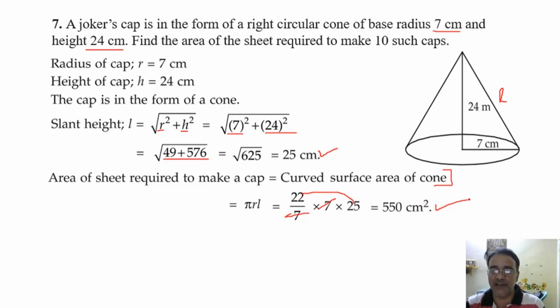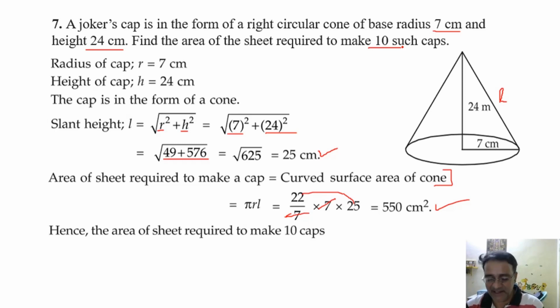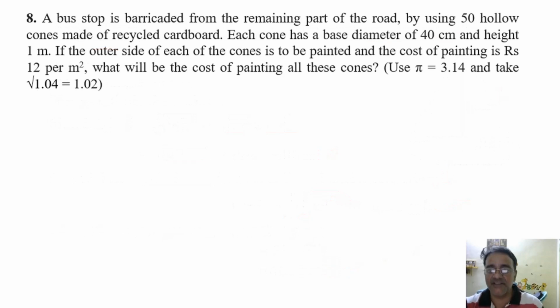How many caps do we have? 10 caps. So what do we have to do? We have to multiply. So what is the final answer? 5,500. Very good. 5,500 centimeter square. Any doubt in this question? No, sir. Okay, now this is the last question of the exercise and last question of today's session.